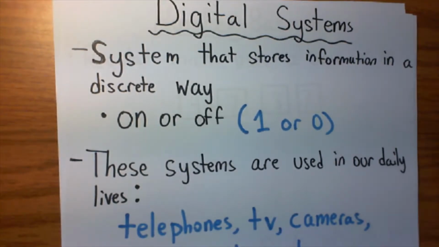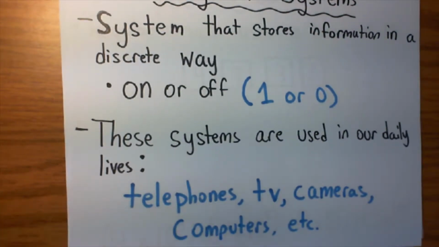I also wanted to talk about a couple of the different examples that are fairly common, because digital systems are very commonly used in our lives and we pretty much use them all the time. So we have telephones, TVs, cameras, and computers. These are some simple examples, and I just wanted to give you an idea of what is out there that could possibly be a digital system.